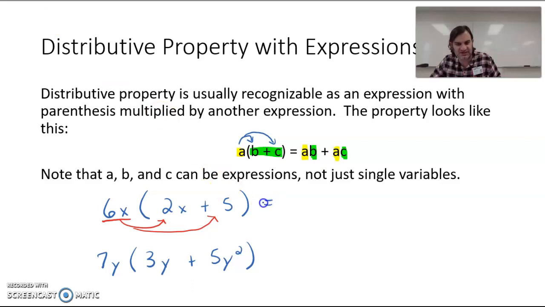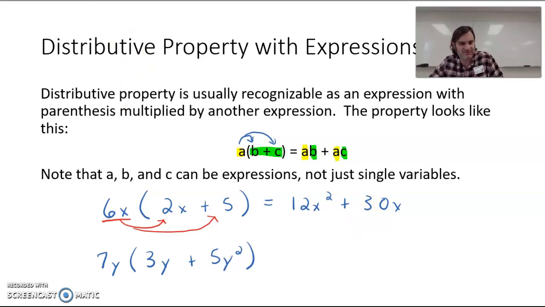So when we do that, we see 6x times 2x, which will give us 12x squared, multiplying the numbers and combining the exponents on the variables. And then plus 30x for the 6x times 5. Okay. So we distributed the 6x and we got rid of those parentheses.